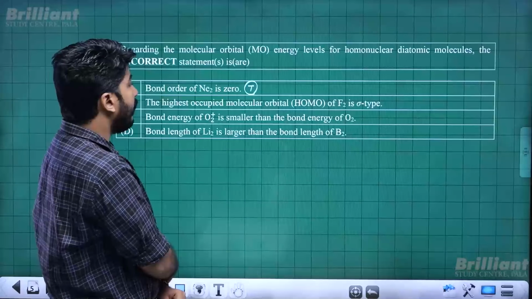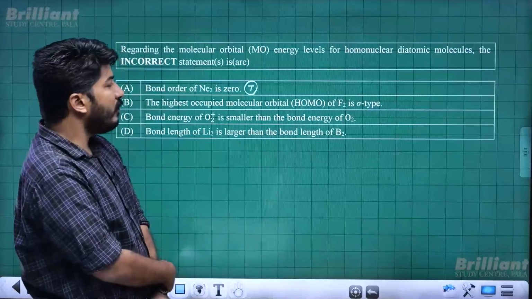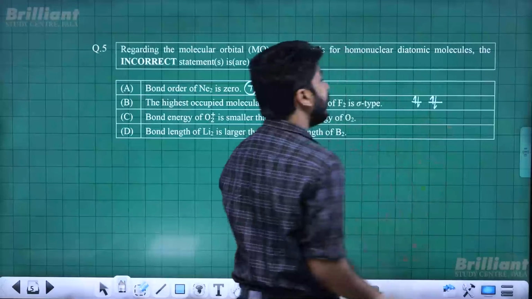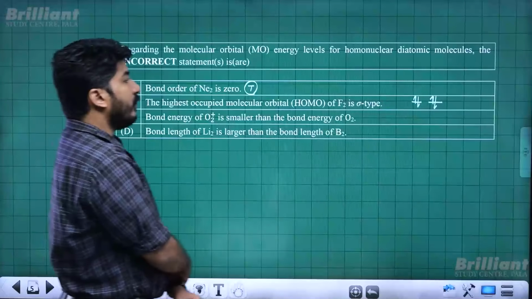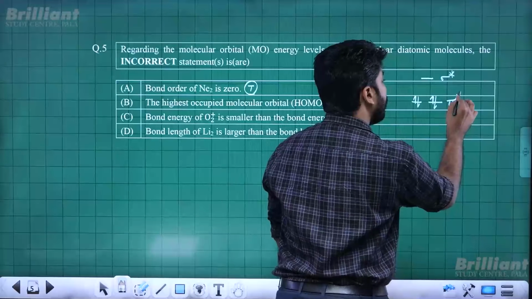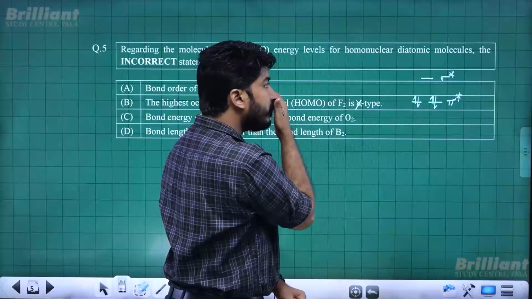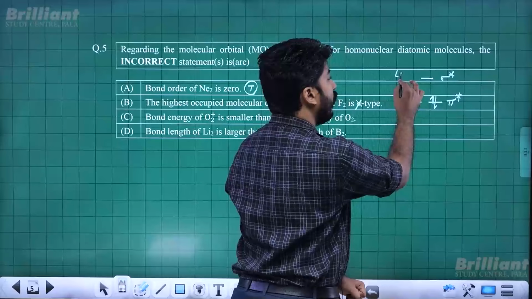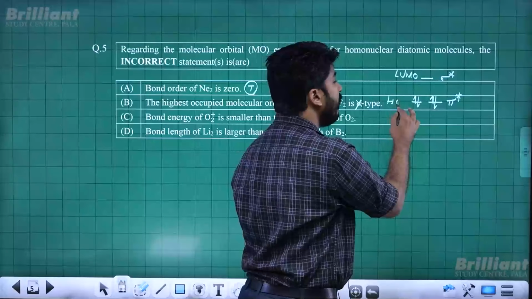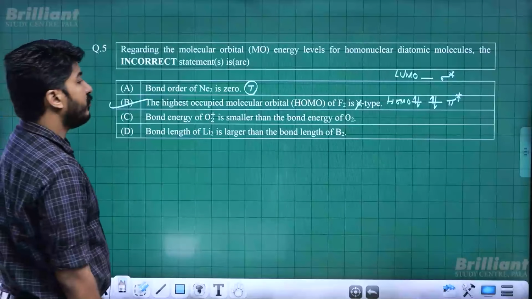The highest occupied molecular orbital of F2 is sigma type. Fluorine molecule is having pi star in its highest energy level, and the sigma star is vacant. So it is wrong that HOMO is sigma type. HOMO is pi type. Or else we can say LUMO is sigma type. This is the lowest unoccupied molecular orbital. LUMO is sigma type, but HOMO, highest occupied molecular orbital, is pi type. So B is an answer because it's a wrong statement.